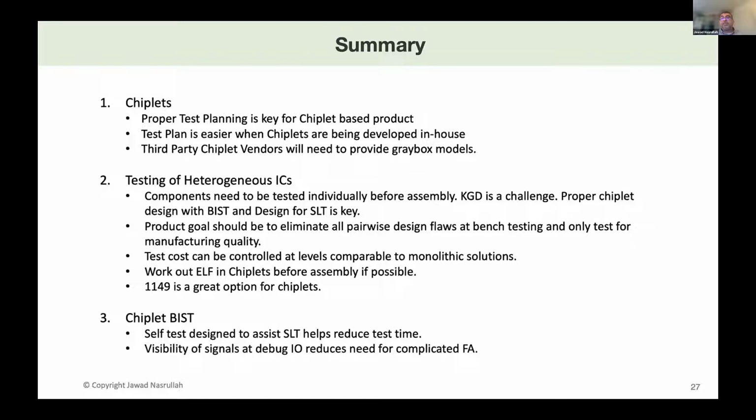I'll take questions. Thanks, Jawad. Got a couple questions here. So, I think the industry is used to passive interposers in general, right? But here you mentioned you're using an active interposer.